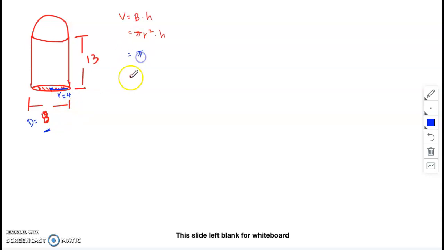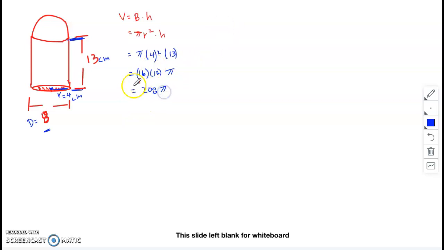So let's plug this in. Pi, and the radius is 4, so it's going to be 4 to the second power times my height, and the height is this 13 that they're giving me. Those units are in centimeters. We'll use the units in a minute. Now it's just math. Again, they want my answer in terms of pi, so I'm going to keep pi at the end, and now I have to do 4 squared, which is 16, times 13. And 16 times 13 is going to give me 208.